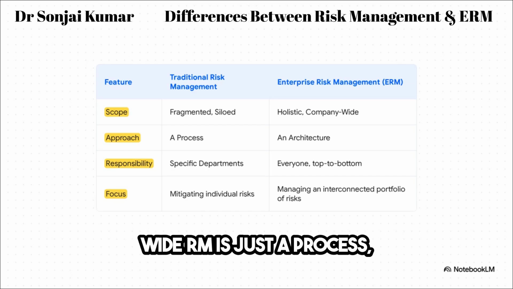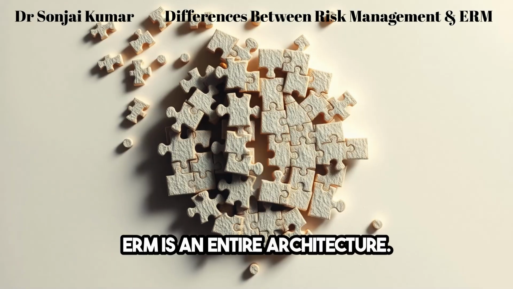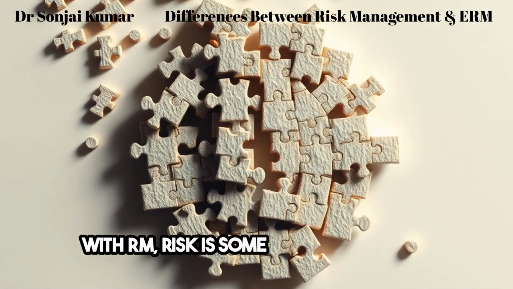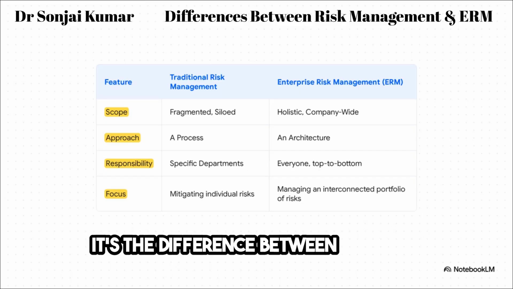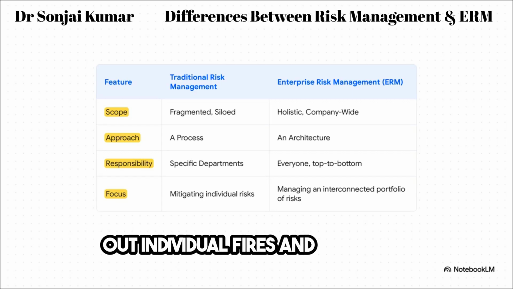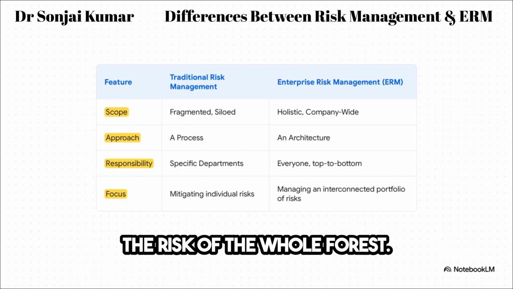RM is just a process. ERM is an entire architecture. With RM, risk is some department's job. With ERM, it's everybody's job, from the top to the bottom. It's the difference between stamping out individual fires and managing the risk of the whole forest.